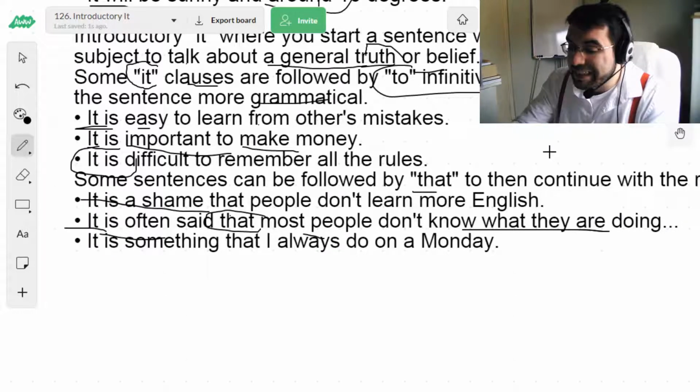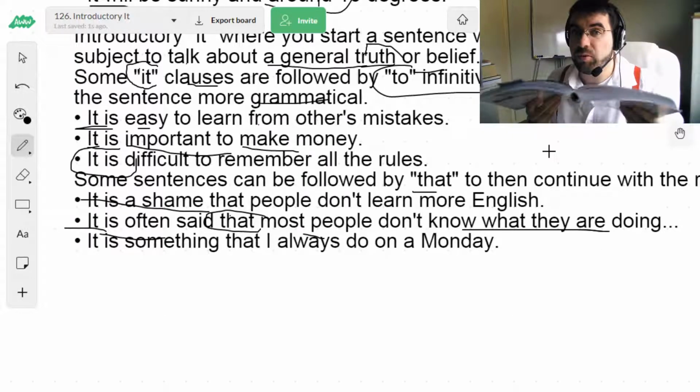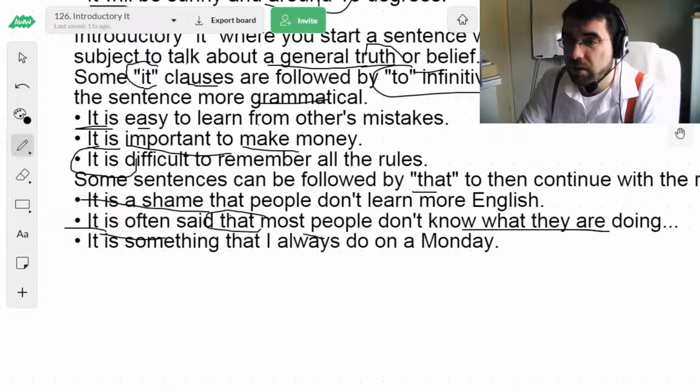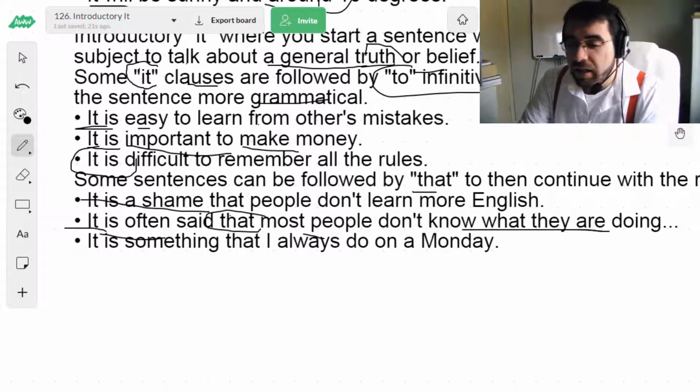It is often said that most people don't know what they are doing. It is often said that most people don't know what they're talking about. It is often said the answer is somewhere in the book. It's annoying that people can't speak nice. It's disappointing that there are so many rules.